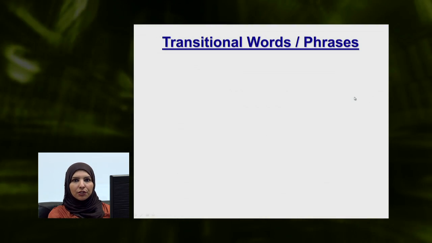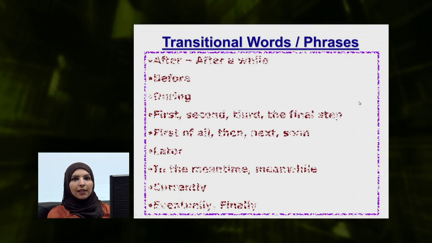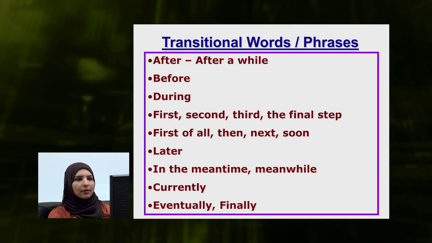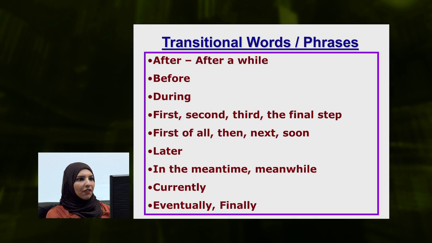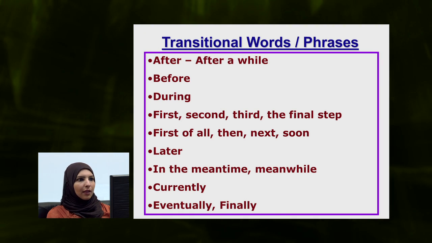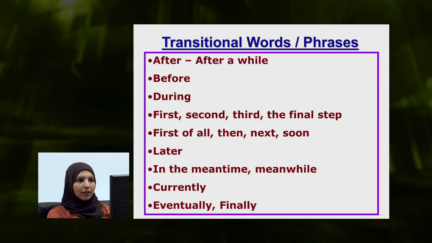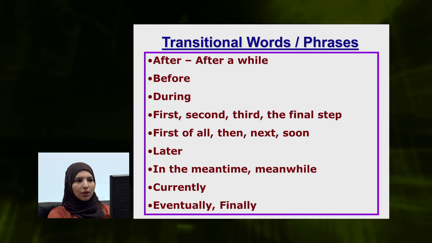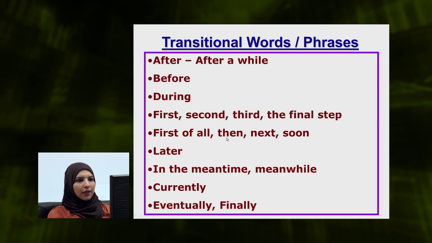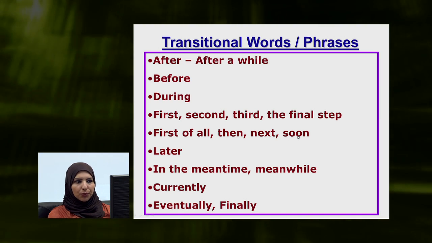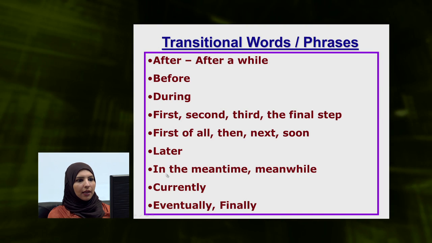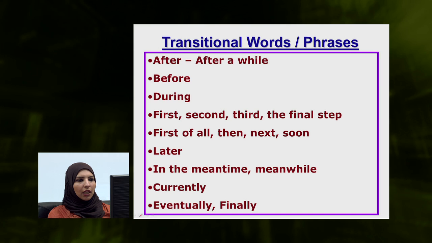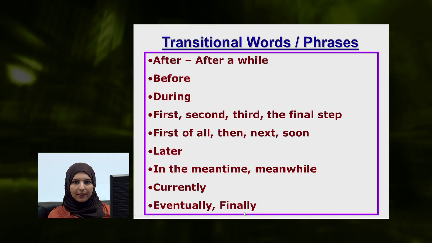There are some transitional words or phrases that you can use once you write a how-to essay. For example, you can use after a while, before, during, first, second, third, the final step, first of all, then, next, soon, later, in the meantime, meanwhile, currently, eventually, and finally.